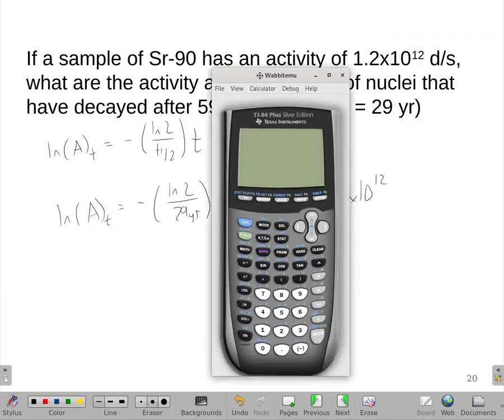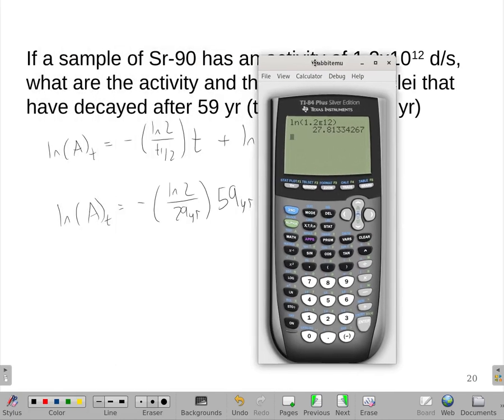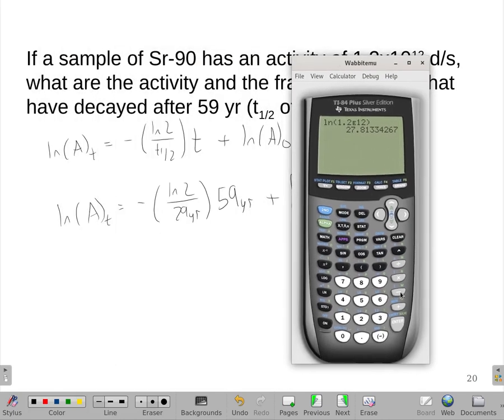So I'm going to start with my natural log of 1.2 times 10 to the 12th. Close those parentheses. And then I'm just going to subtract this stuff: minus the natural log of 2 divided by 29 times 59.